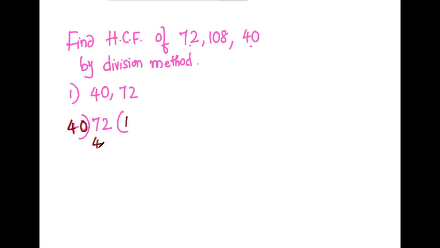40 ones are 40. Now subtract, we get 32. Now this remainder becomes the new divisor, and the previous divisor becomes the new dividend. Now 32 ones are 32. After subtraction, 8 is the remainder. This remainder becomes the new divisor, and the previous divisor becomes the dividend.